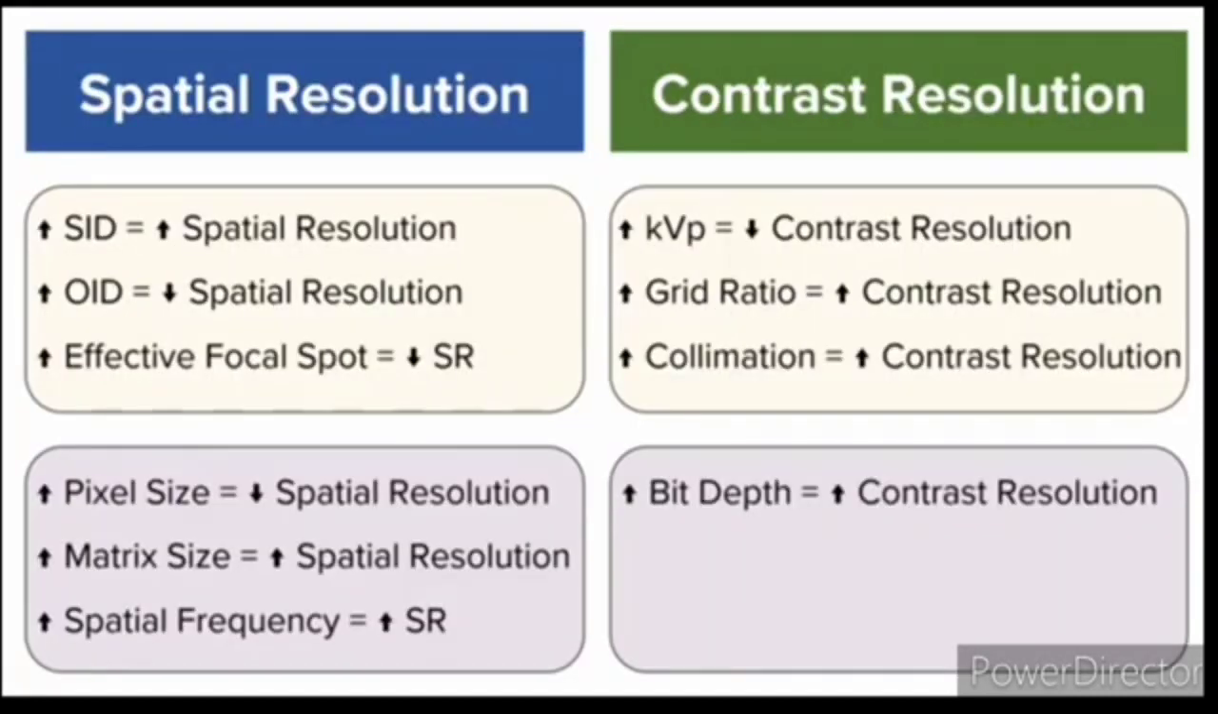Here are all the factors represented at once. Factors that happen before X-rays hit the image receptor are represented in the yellow box, and factors that happen after X-rays hit the image receptor are represented in the purple box.